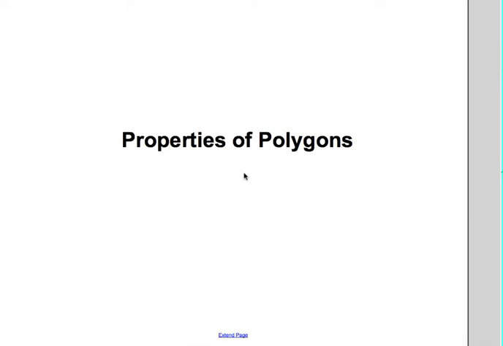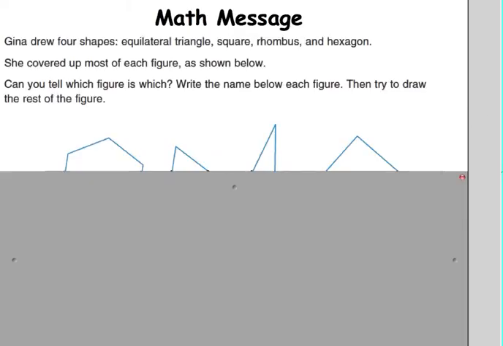Video 31, Math Lesson 3.7, Properties of Polygons. In your math message, you were asked to complete journal page 80. And on page 80, you had a task to figure out which shape could be hidden behind the box.